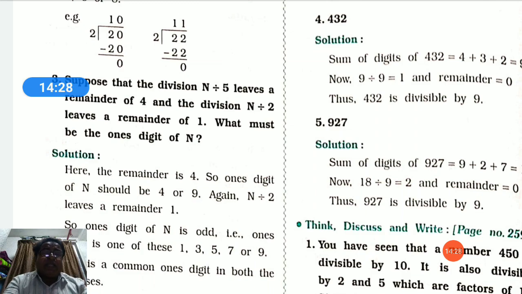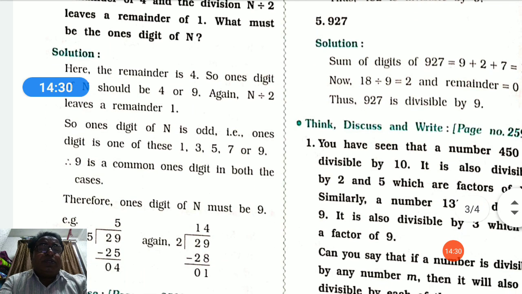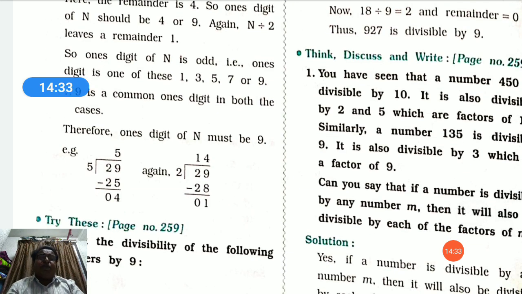Now, you have seen that a number 450 divisible by 10 is also divisible by 2 and 5, which are factors of it. Similarly, a number 135 divisible by 9 is also divisible by 3, which is a factor of 9. Can you say that if a number is divisible by any number m, then it will also be divisible by each of the factors of it? So the answer is yes.